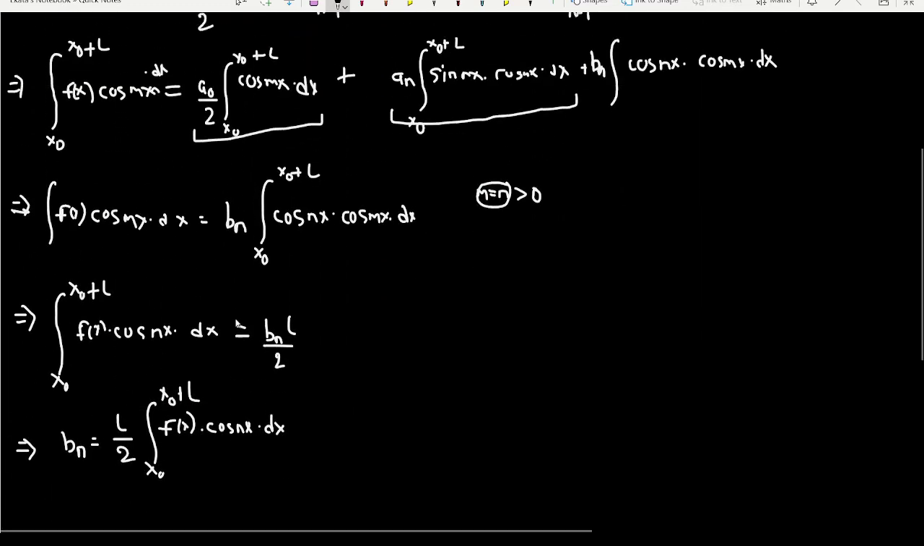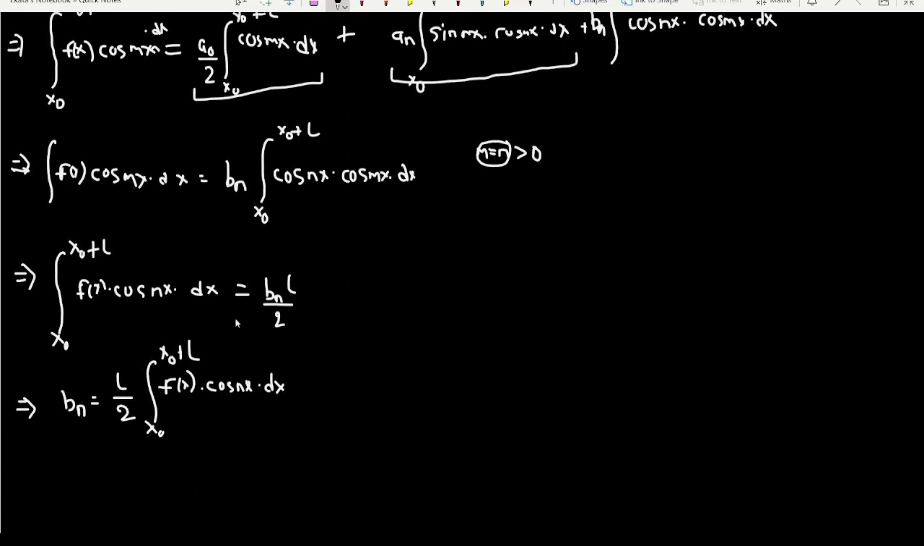And after evaluation, we get this value, that the coefficient Bn is equal to, sorry, here it is 2 by L, not L by 2. There is a small mistake here. This is equal to 2 divided by L, not L by 2. So now we have calculated the Fourier coefficients, and the same process goes for calculating the other coefficient An.